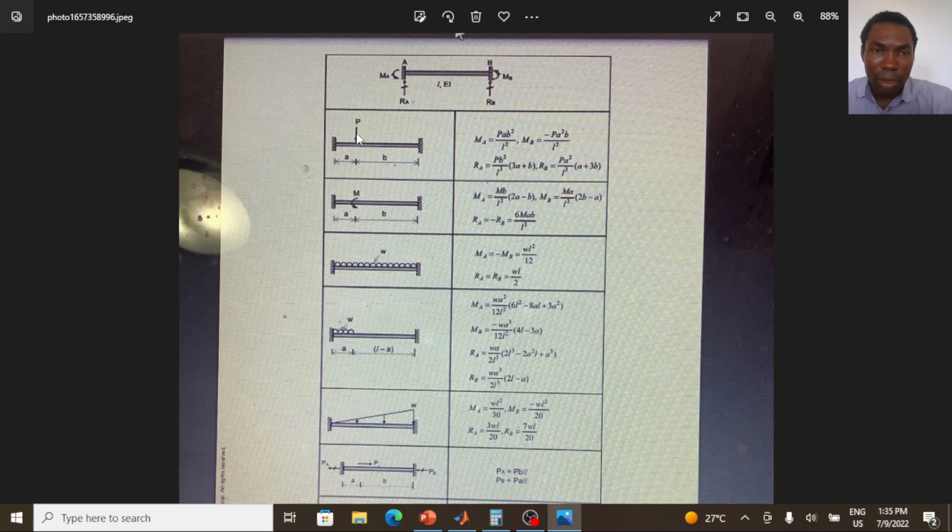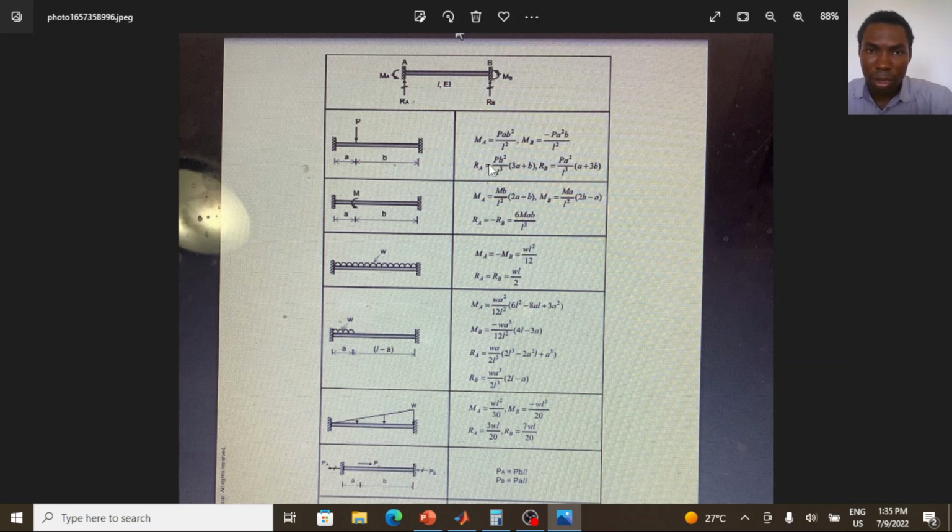So let's say we have a point load P that is close to this support. The distance from the left support to the load P is A, and we also have a span B from the load to the right support. So the MA, MB is the equivalent nodal moment at the node. MA is the equivalent nodal moment at node A. MB is the equivalent moment at node B.